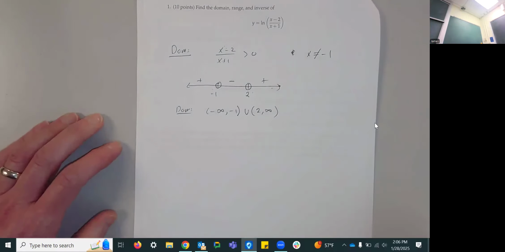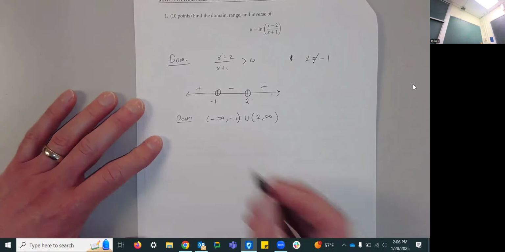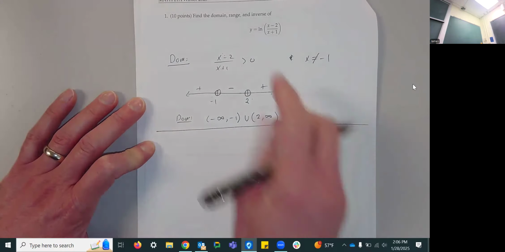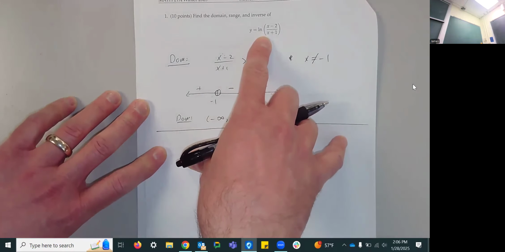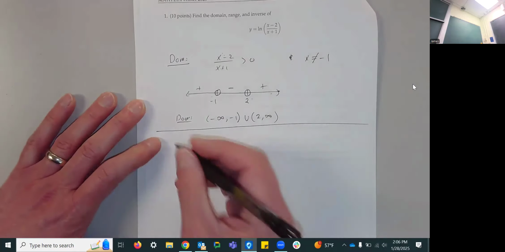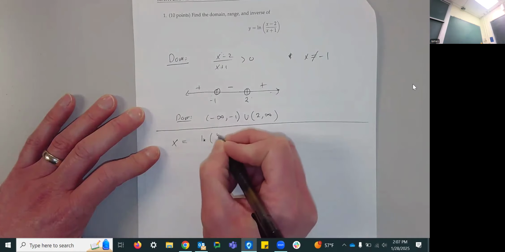We shouldn't think about finding the range until after we've found the inverse function. I should say, if you're asked to find the inverse, we should definitely use the inverse to find the range. I like to do it slightly differently. I think your instructor likes to solve for x first and then switch x and y. I like to switch x and y first and then solve for y. Either way is fine. So finding the inverse, we have x equal to the natural log of (y minus 2) over (y plus 1).